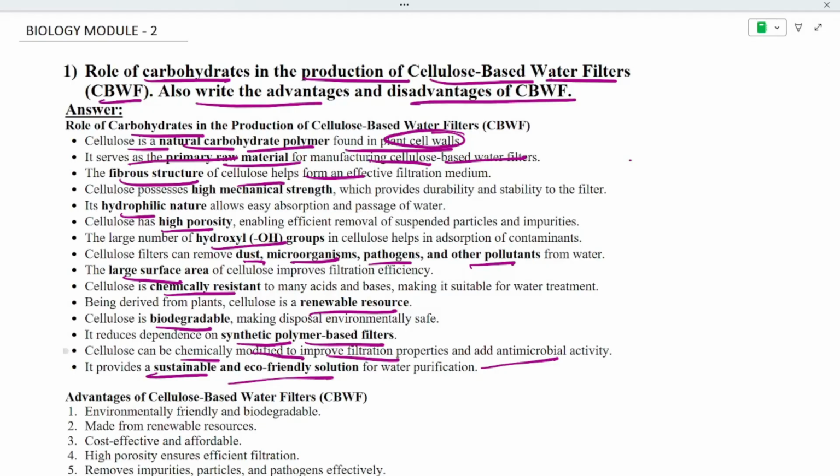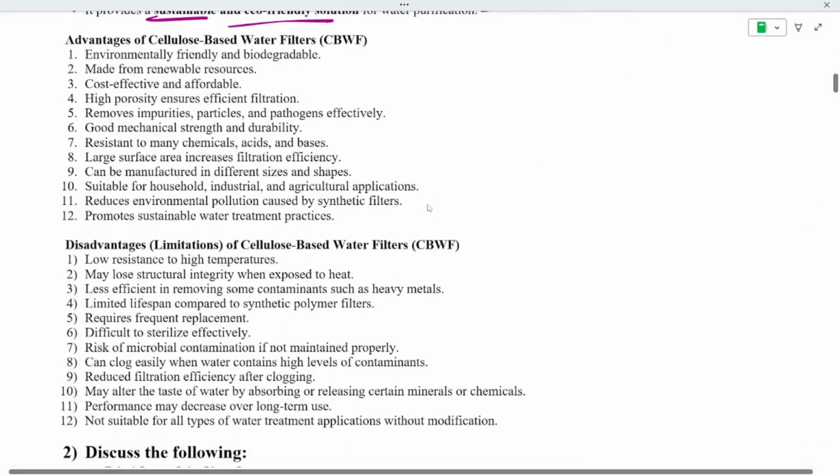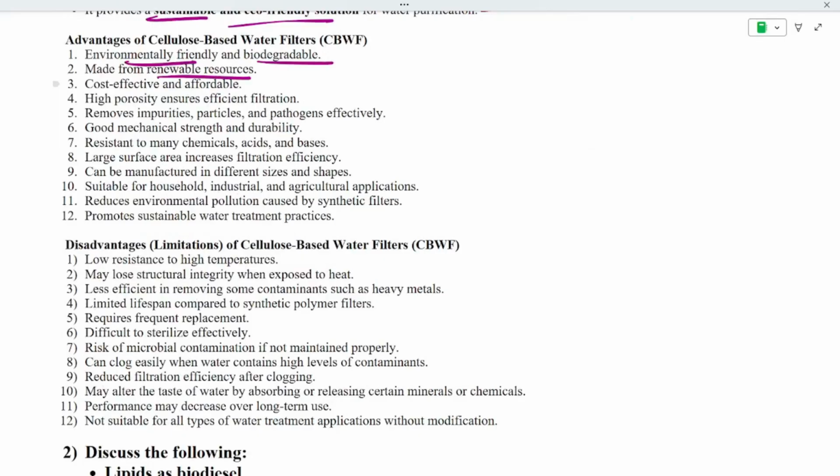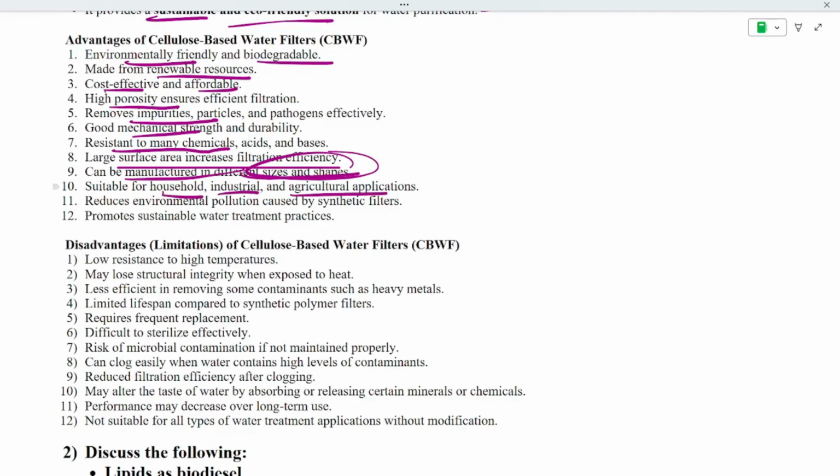Now, what are the advantages? It is environment friendly, eco-friendly, and biodegradable. It is from a renewable resource that is available in infinite terms, and it is cost effective and affordable. It has high porosity, removes impurities, has good mechanical strength, is resistant to many chemicals, and the large surface area increases the filtration efficiency. It can be manufactured in different sizes and shapes, that is, it is dynamic. It is suitable for household, industrial and agricultural applications, and reduces environmental pollution, that is, it is eco-friendly, and it supports sustainable water treatment practices.